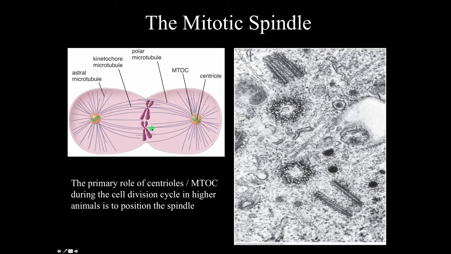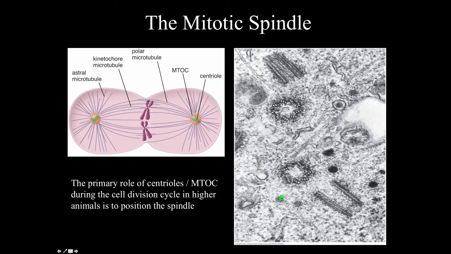So here's the pair of centrioles, and we'll talk about this in much greater detail in a later podcast when we talk about the cell cycle. But you can see the various types of microtubules: the astral microtubules, the kinetochore microtubules, and the polar microtubules.